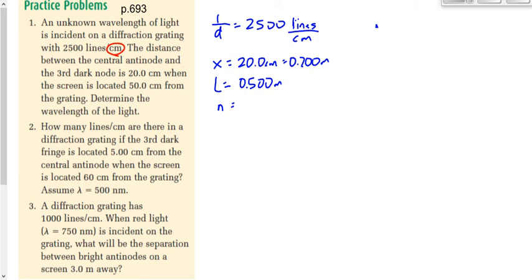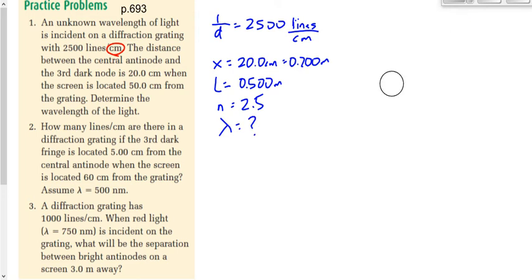The central antinode, first order, second order, third order, fourth order antinode. We're going from the central antinode to the third dark node. 1, 2, 3, third dark node. What's N going to be there? What is it? Good. N is going to be 2.5. And we're looking for the value of lambda.